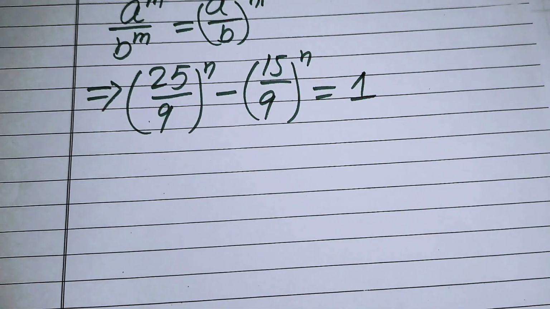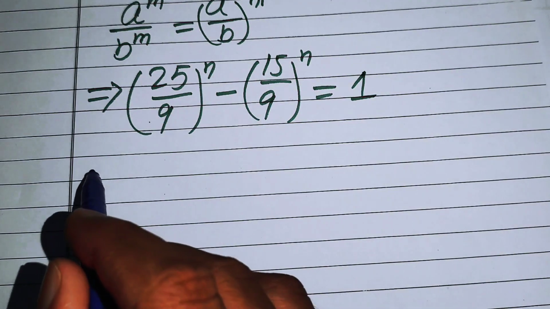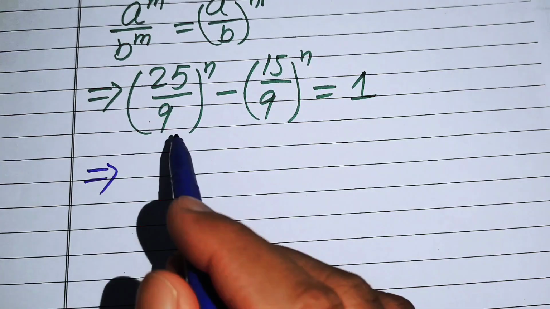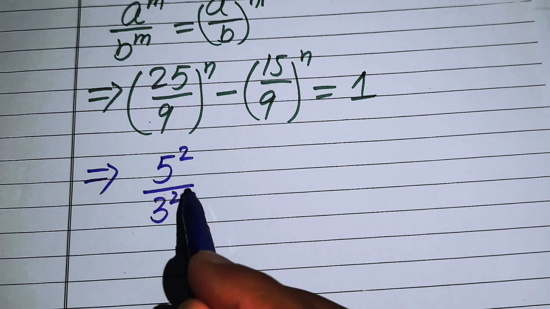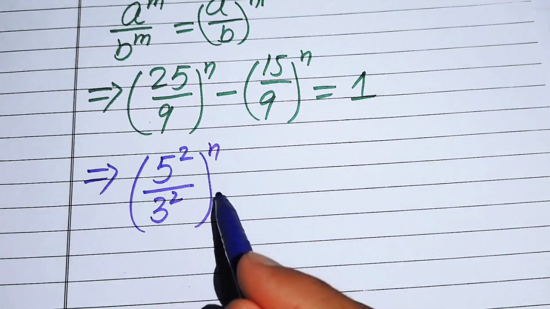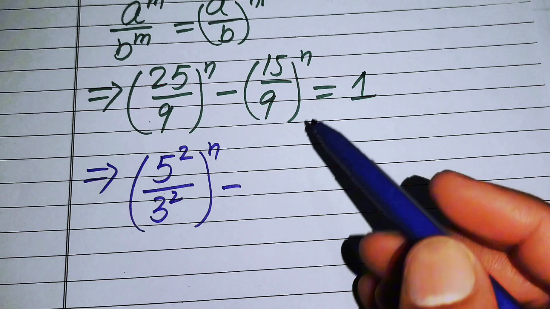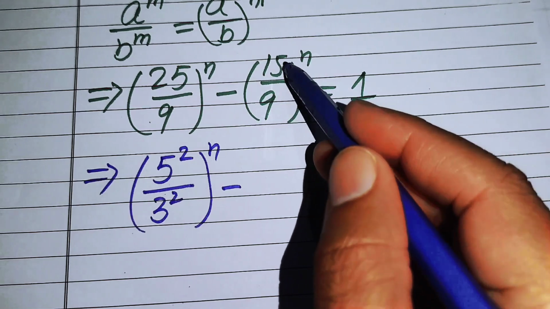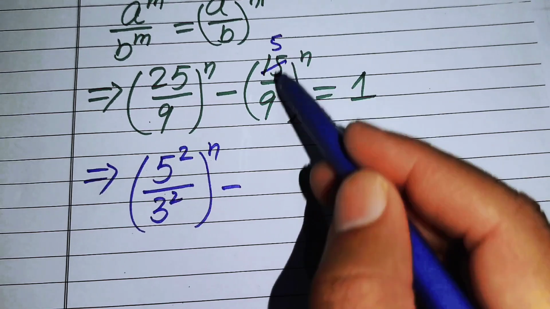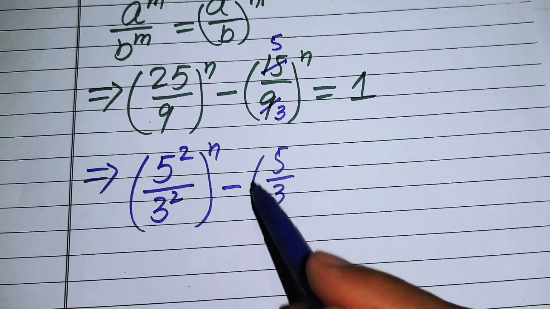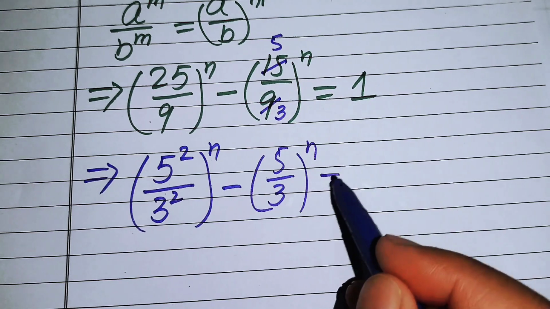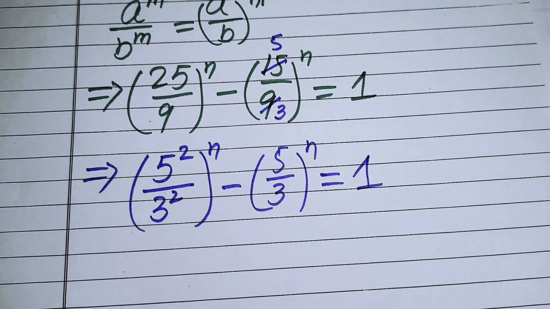In the next step we will make a few simplifications here. We can write 25 as 5 squared, and we write this 9 as 3 squared and its whole power n, minus, here we cancel these two terms by the factor of 3. So you have 3 fives are 15 and 3 threes are 9. So here you obtain 5 over 3 and its whole power n equals 1.